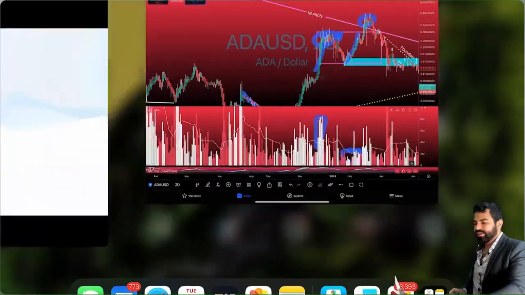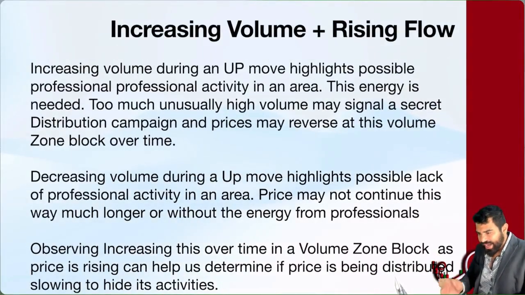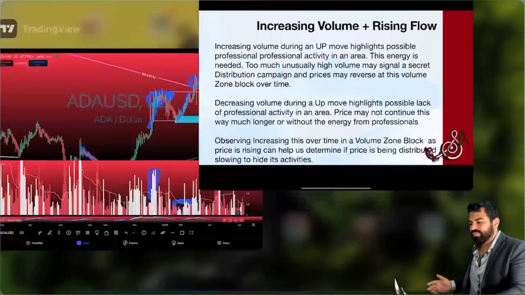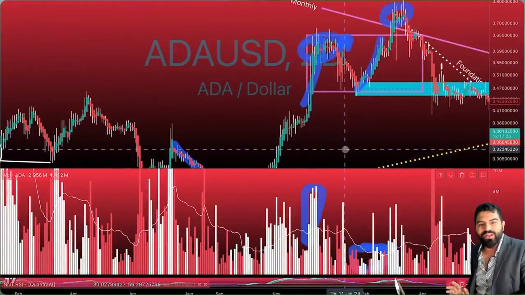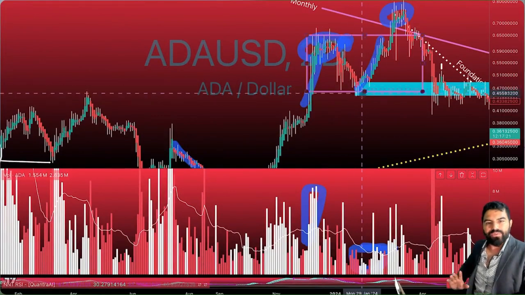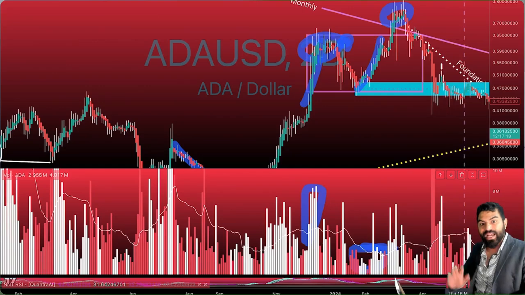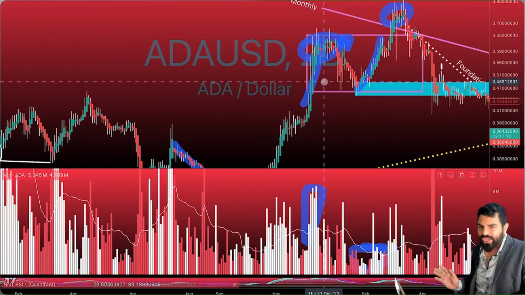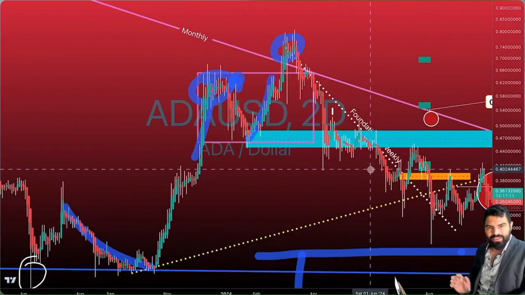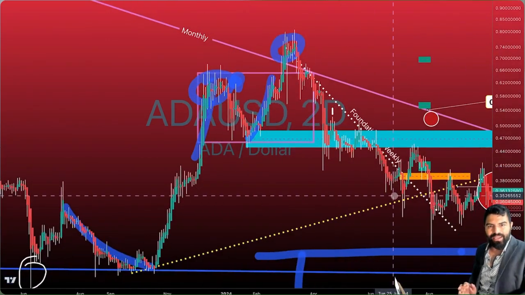And that may mean, therefore, price may not continue this much longer without energy from professionals. Now, if the professionals are really doing it, they're going to help push, which we're going to talk about later on in a future VSA part. But sometimes they want to push it into higher new territories. But if they're just not playing the game, then sometimes price will correct and fall until it's being accumulated again.